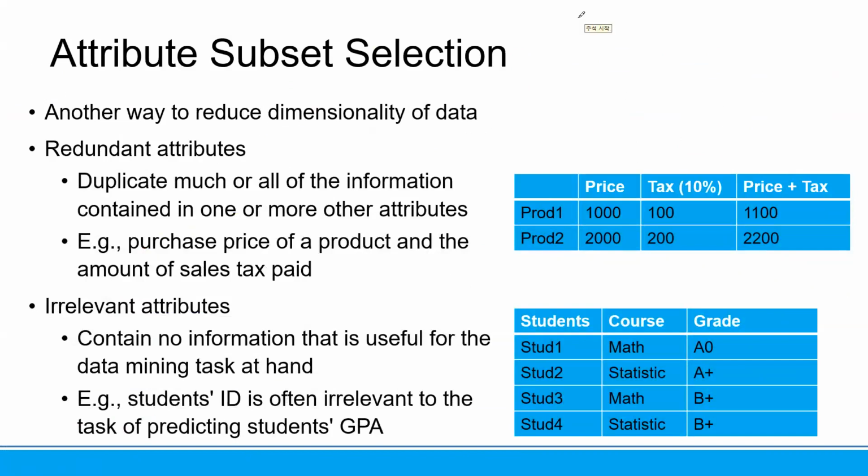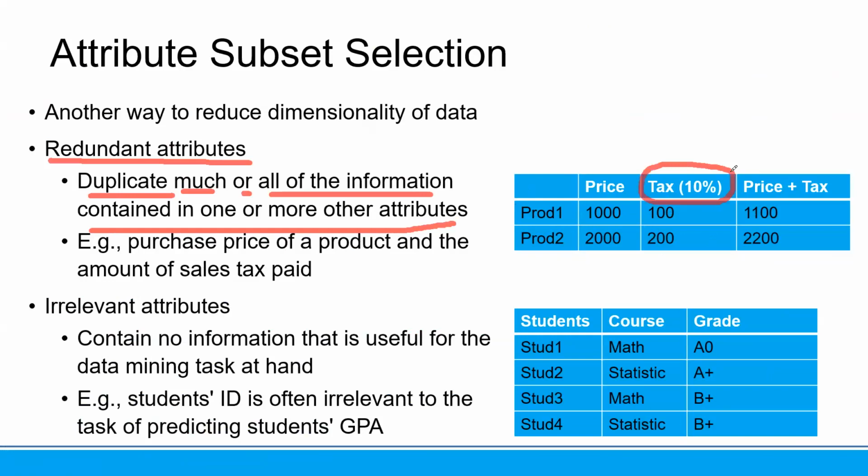So we have, let's say, the redundant attributes. Redundant attributes means we have duplicate much or all information contained in one or more other attributes. Let's say, in any countries, you will pay tax. If you go to 7-Eleven, to a mart, or to restaurants, when you buy something, there will be tax. And maybe in your database, you have 2 columns: price and tax.